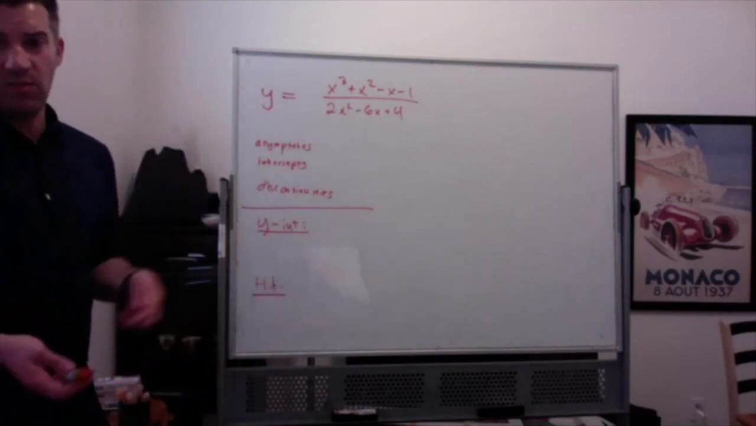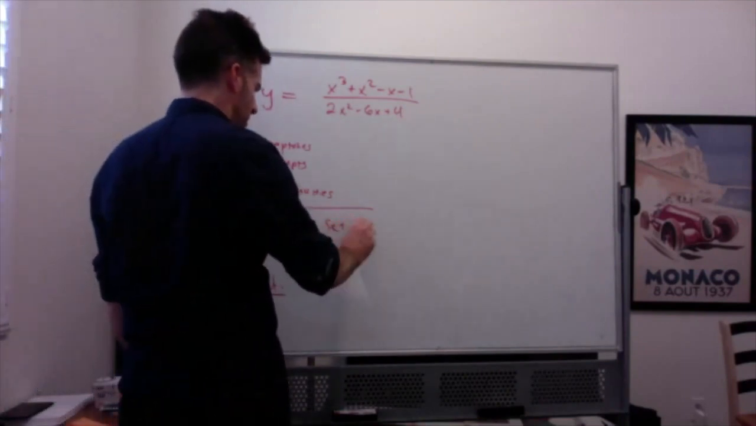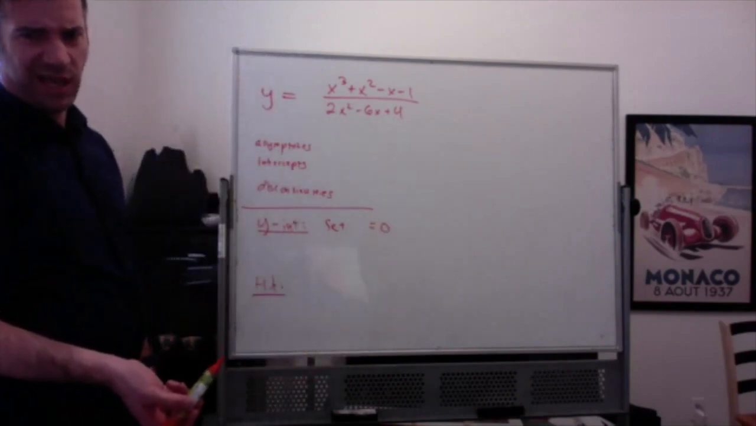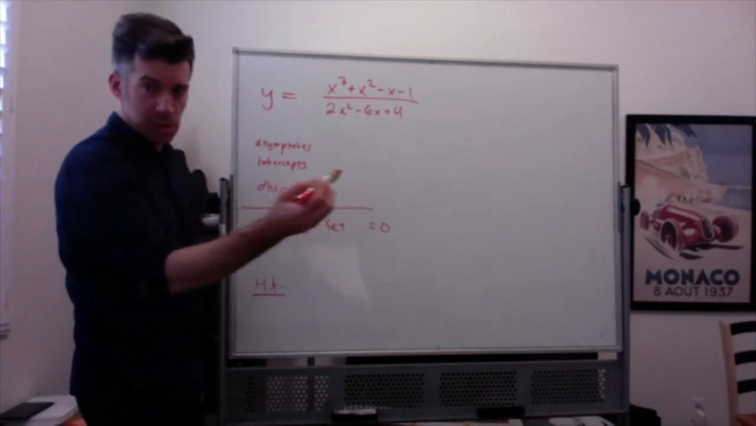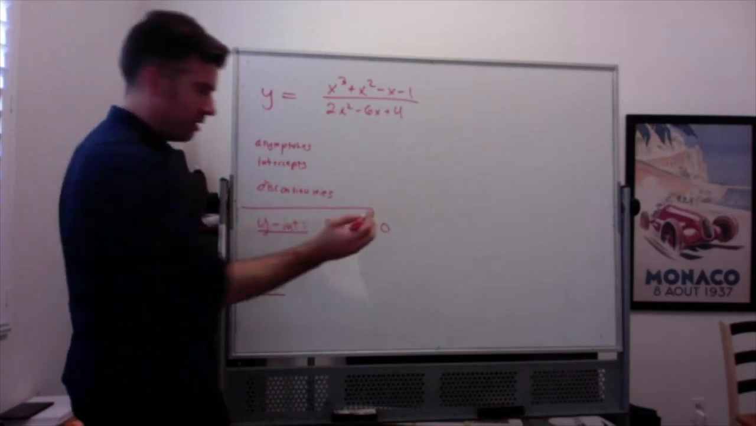To find the y-intercept, what do we always do? We set something equal to 0. Is it y or is it x? You guys there?